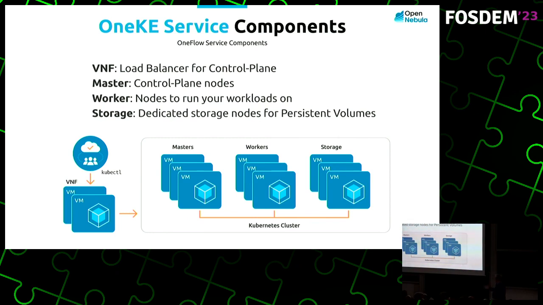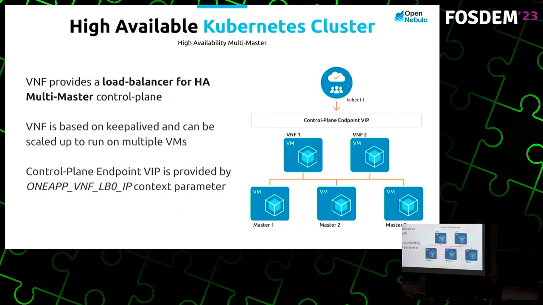Then we have the worker nodes that you can use for any workloads that you want to deploy on your Kubernetes cluster. And then finally, we have the storage nodes. These are dedicated, so they will not be used when you deploy workloads, but are used just for your storage needs. And we use Longhorn for persistent volumes within the OneKE service, okay? As I said, the VNF, this virtual network function service, provides a load balancer. So you can have multiple VNFs, in a high availability mode.